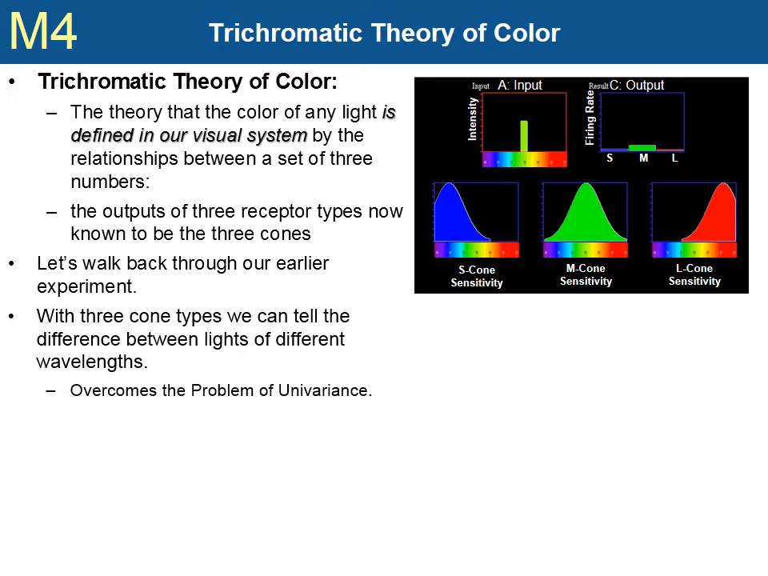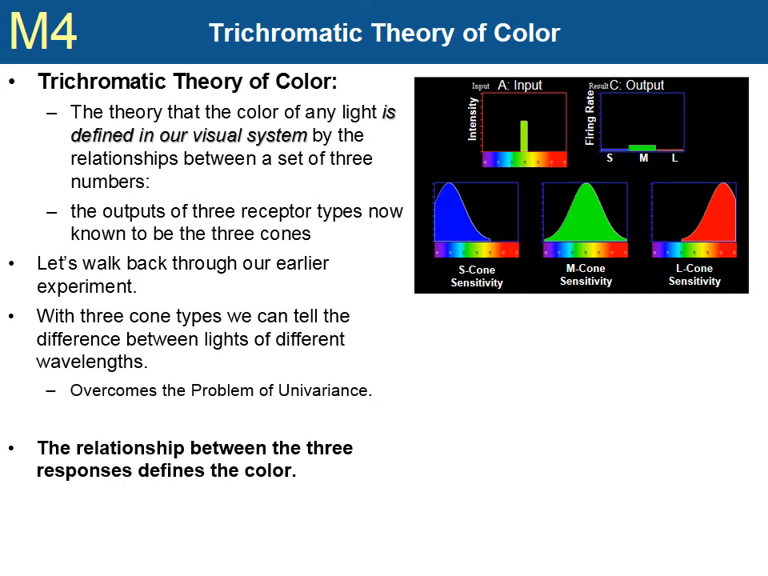More importantly, by looking at the relative firing rates of the three types of cones, we could figure out what wavelength was being presented. That is, we could reverse engineer the wavelength from the output of those three cones. For our visual system, the relationship between the three outputs defines the color that we see.